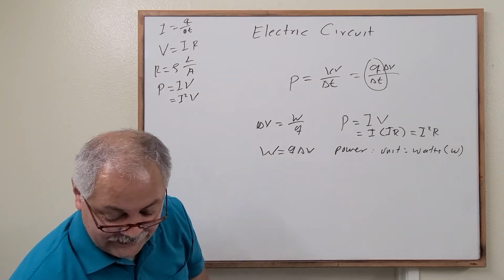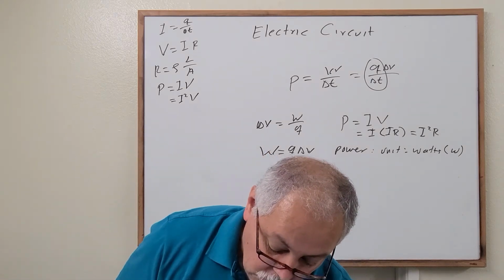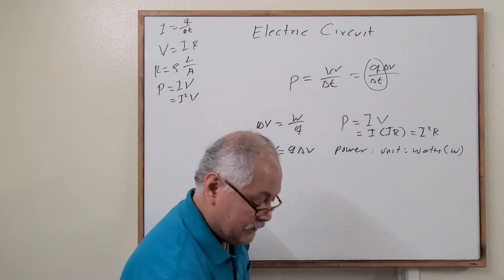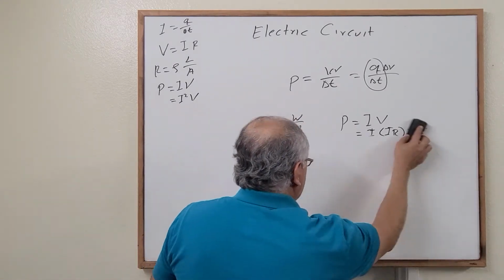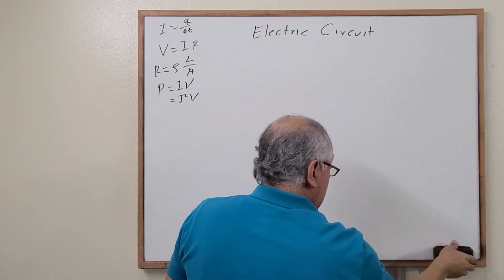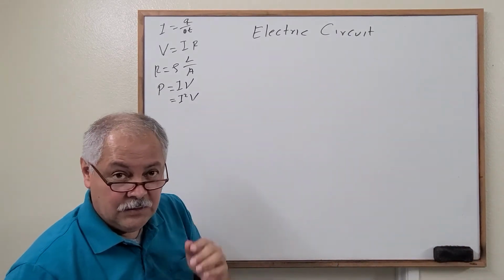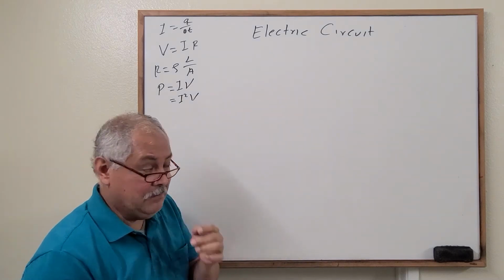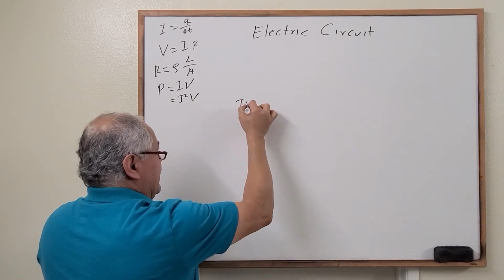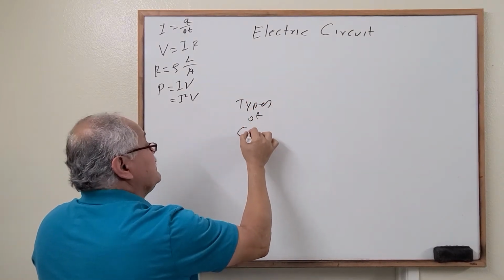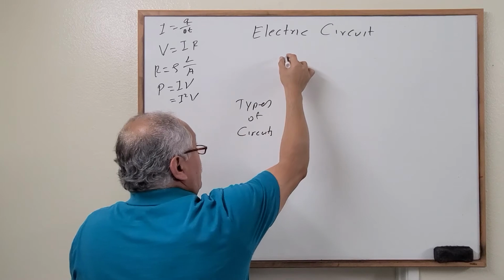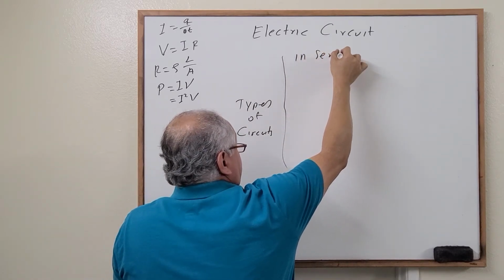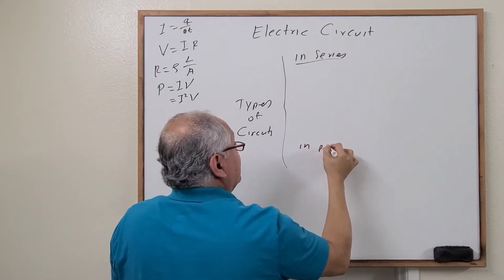Okay, perfect. Now let's go to circuits in series and in parallel. Great. When we're dealing with circuits at this level, we mentioned two types of circuits: circuits in series and circuits in parallel. Okay, types of circuits. We have two types, right? In series and in parallel.